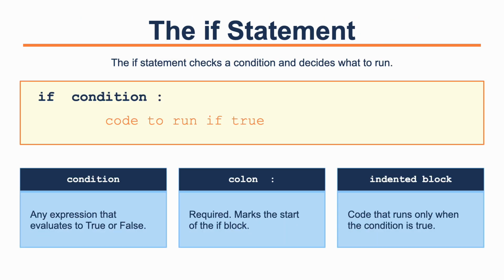The if statement is the foundation of conditional logic in Python. It checks a condition. If that condition is true, Python runs the indented block beneath it. If the condition is false, Python skips that block entirely. The condition must produce a true or false result.